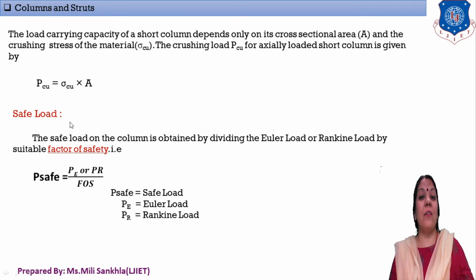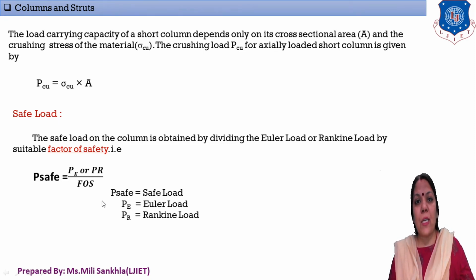Now next definition is safe load. Notation of this safe load: P is the load and safe means safe load. The ratio of Rankine load or Euler load with respect to factor of safety is known as safe load. In some cases, we can also write FOS, factor of safety, is the ratio of Euler load or Rankine load to safe load. Okay, this definition we learn in two forms.